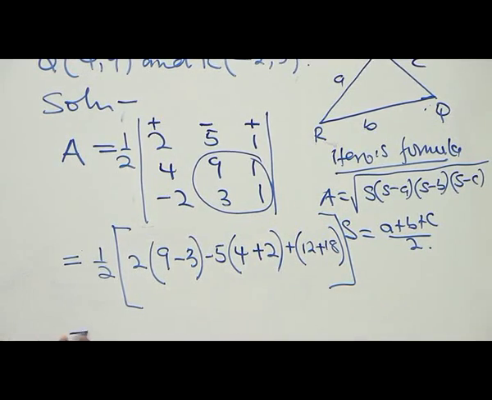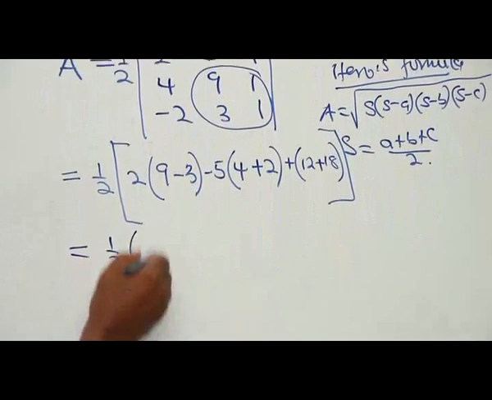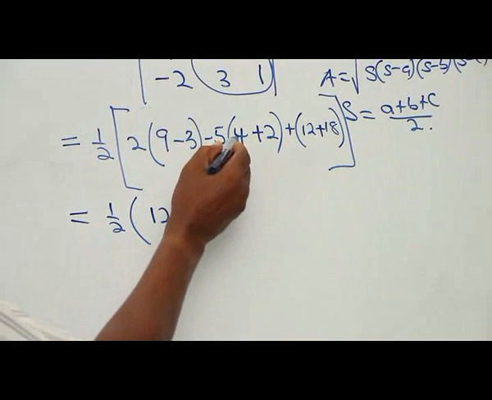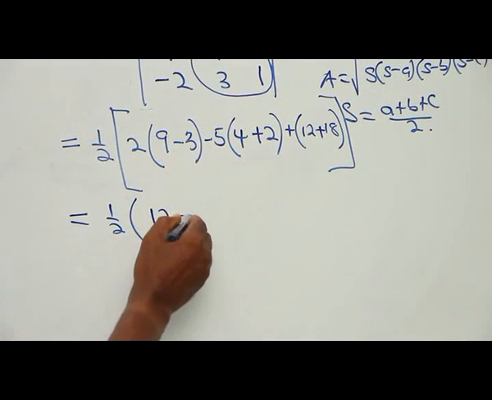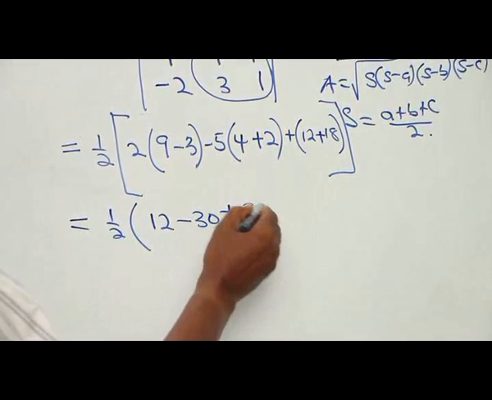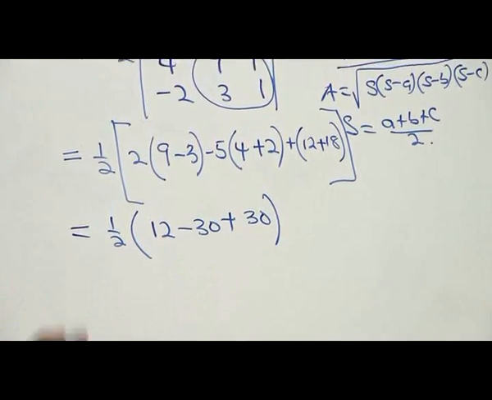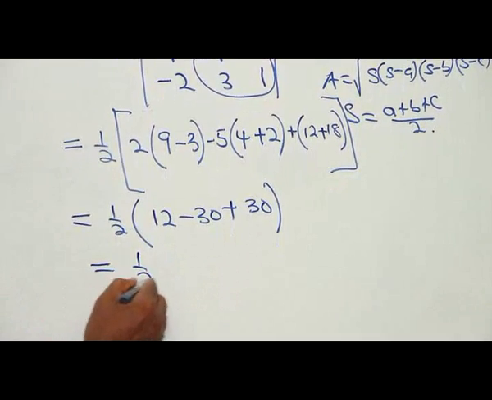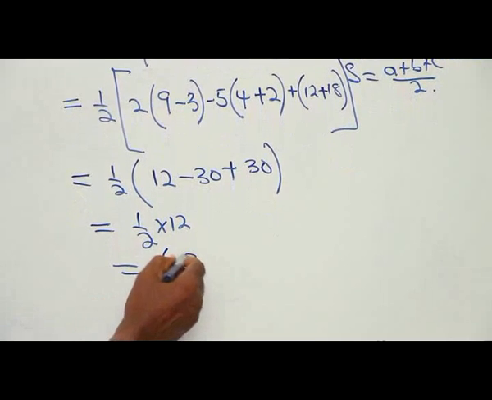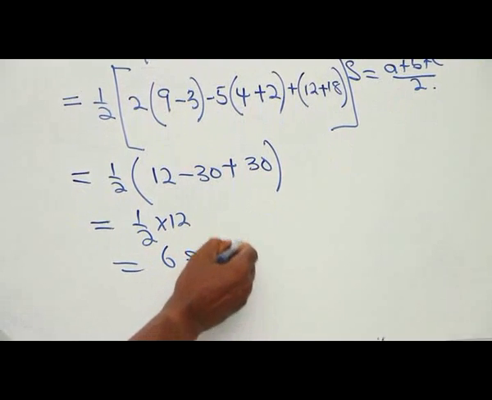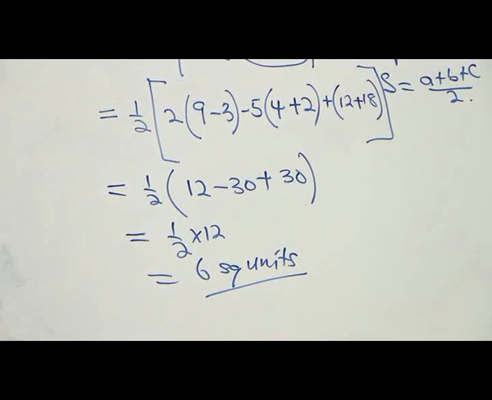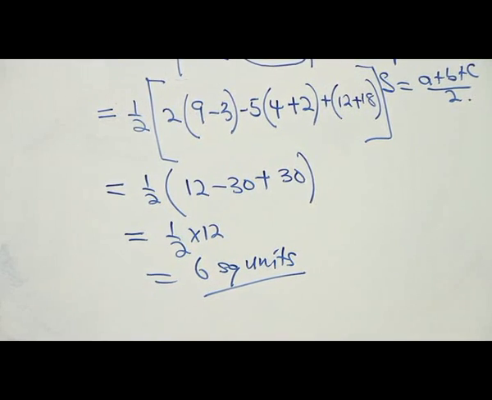So from here you simplify, this is your half. This is 6 times 2 is 12. This is 6 times minus 5 is minus 30. And then you have another 30 there. Minus 30 plus 30 is 0. So you are left with half multiplying 12. And the result is equal to 3 square units. That's the area of that particular triangle formed by the vertices P, Q, and R.